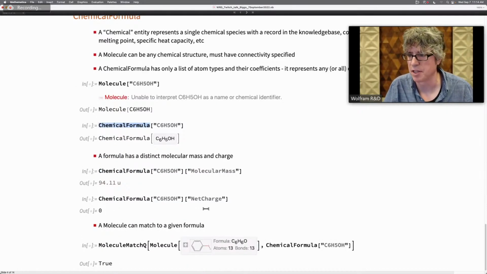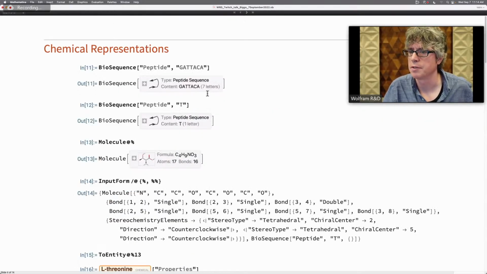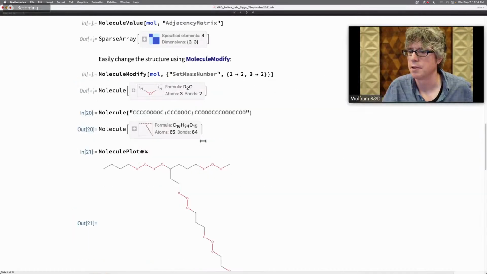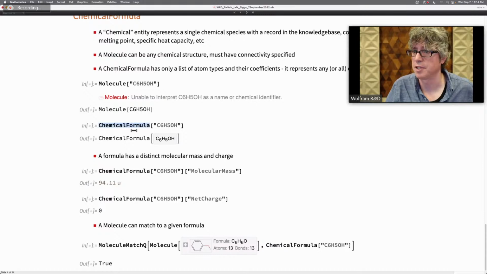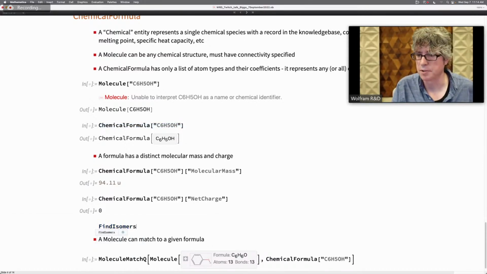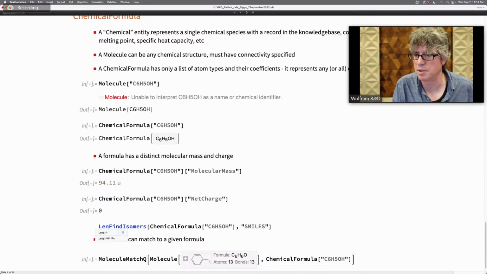And from that, you can get the mass, the charge. You can even try and find isomers of it. So we'll take this and say, find isomers of this, and then we want just the SMILES string. And then let's see how many we get back.